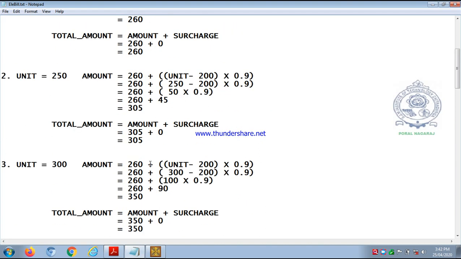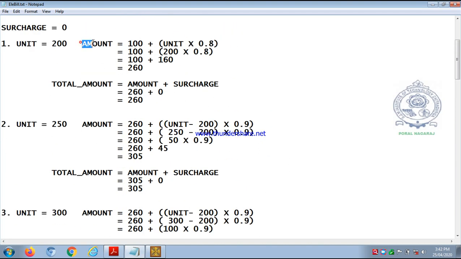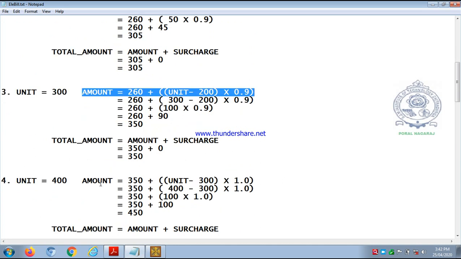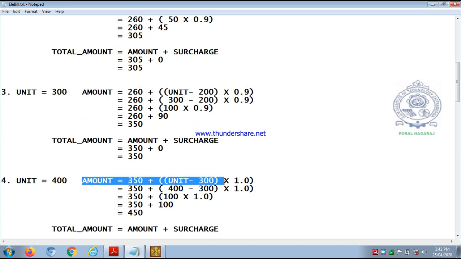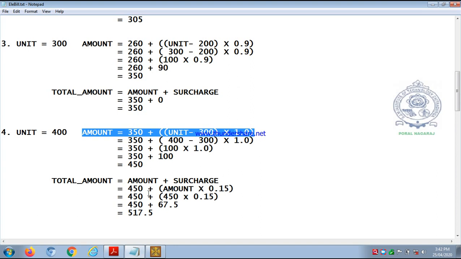So what is very important here? First we have to compute for up to 200 units. Then above 200 and up to 300 we have 90 paisa. Then above 300, this is important. And if the amount is above 400, a surcharge of 15%. So this is the logic. Based on this, let us see how to write the flow chart.